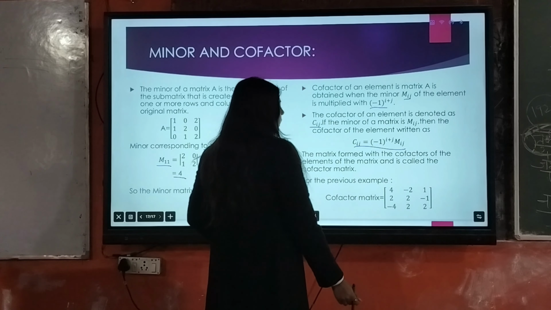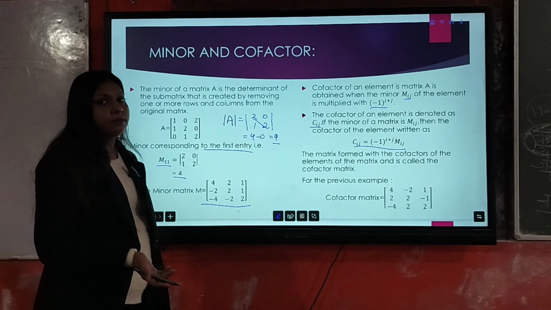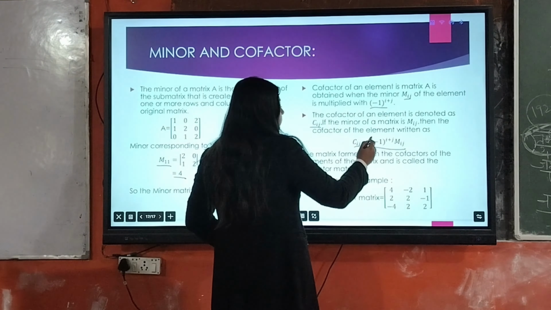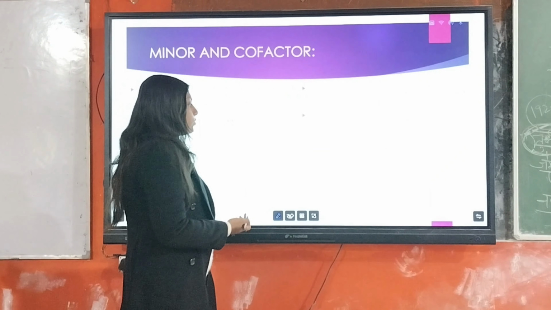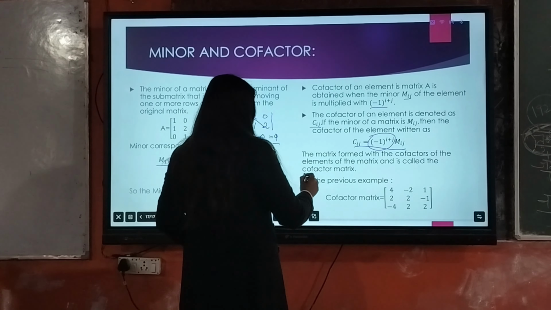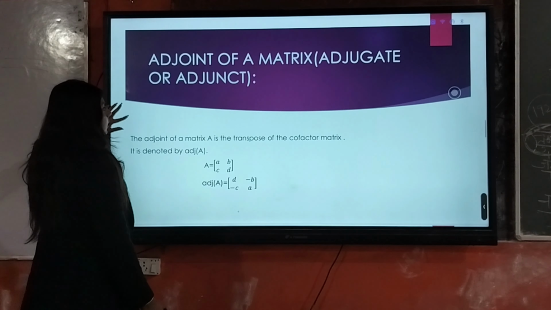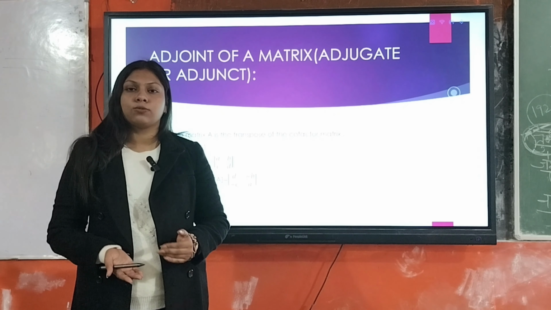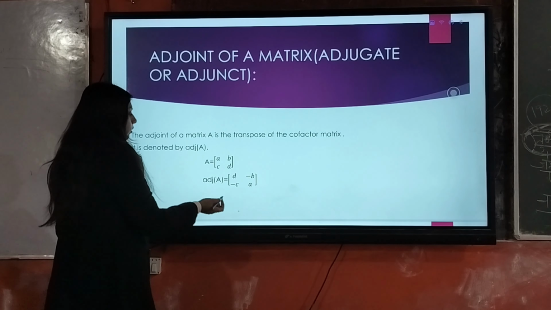Basically the cofactor matrix comes from the minor matrix. The only difference is this term, minus 1 to the power i plus j. The matrix formed with the cofactors of the elements of the matrix is called a cofactor matrix. Now we are moving forward. The next concept is the adjoint of the matrix. The adjoint matrix is the transpose of the cofactor matrix. It is denoted by adjoint of A.